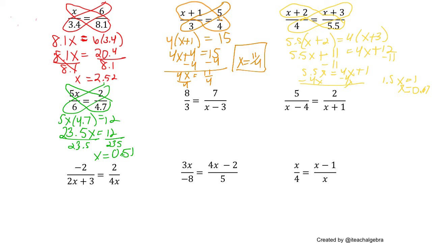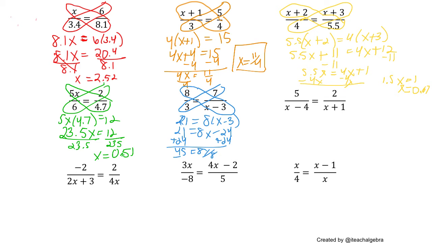Try the next one. Cross multiply and I get 21 equals 8 times x minus 3. Well, it's 21 equals 8x minus 24. I'm going to add my 24 to each side. And that's 45 equals 8x. Divide by 8. And we get x equals 45 over 8. I don't think I can simplify that.